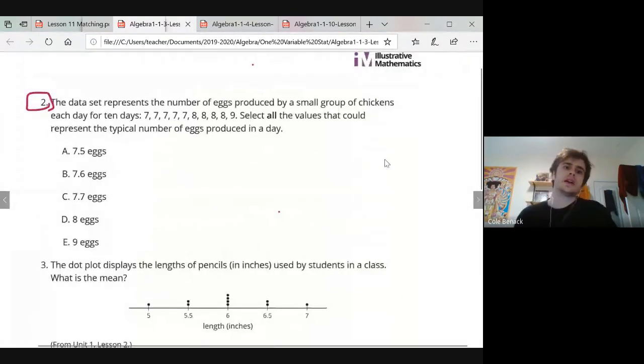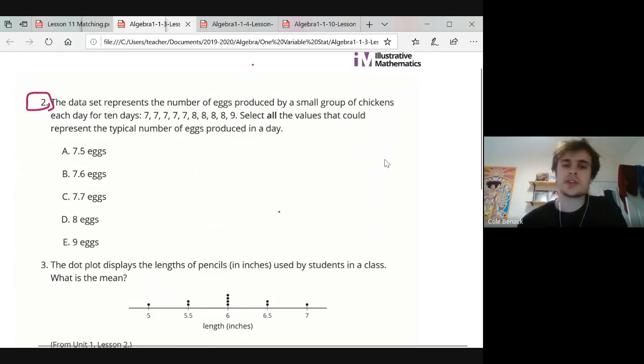So number 2, the data set represents the number of eggs produced by a small group of chickens each day for 10 days. They give the data set in ascending order, meaning it's going up: 7, 8, 9. Select all values that could represent the typical number of eggs produced in a day.